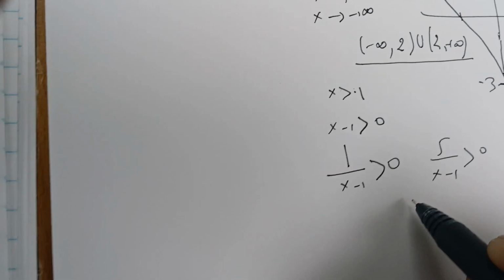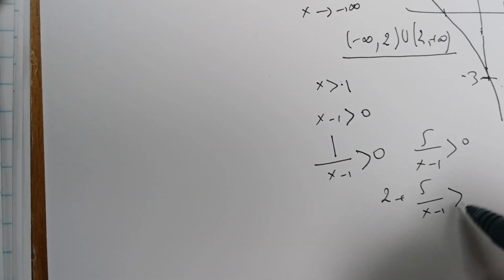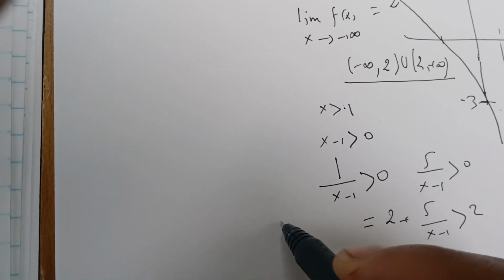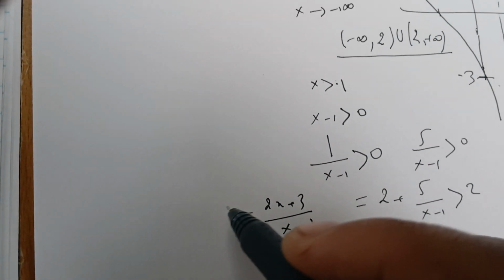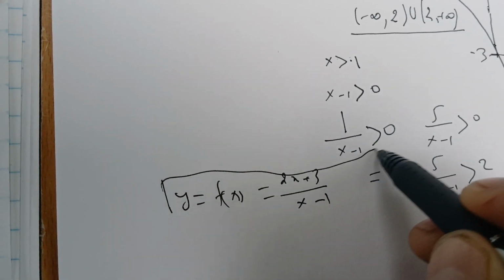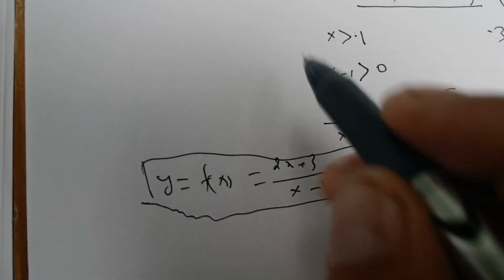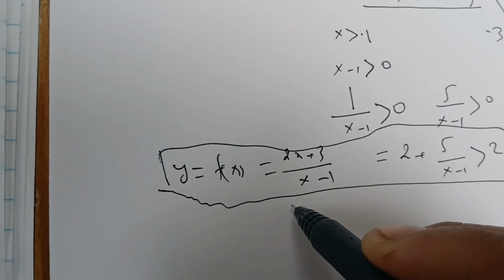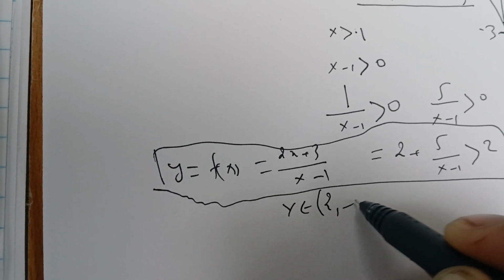Now we add 2 to both sides. We have 2 plus 5 over (x minus 1) is bigger than 2. And this is just (2x plus 3) over (x minus 1), which is f of x, which is y. So this is telling us if x is bigger than 1, y is in 2 to plus infinity.